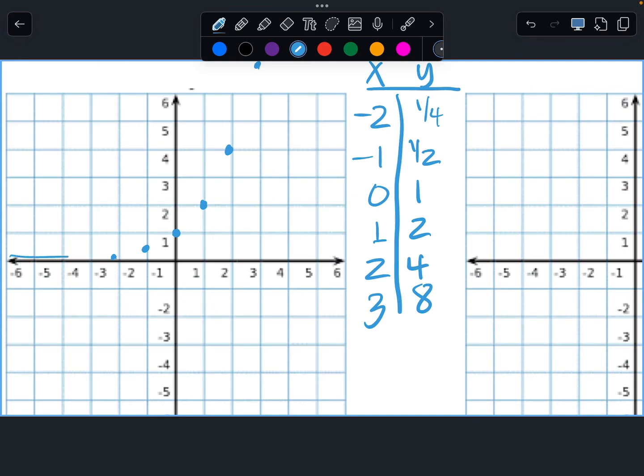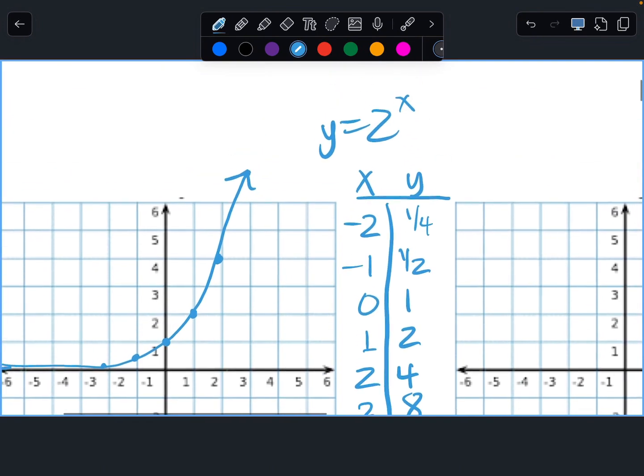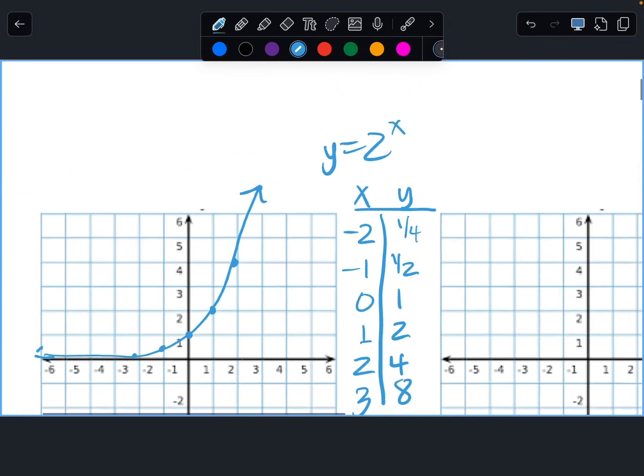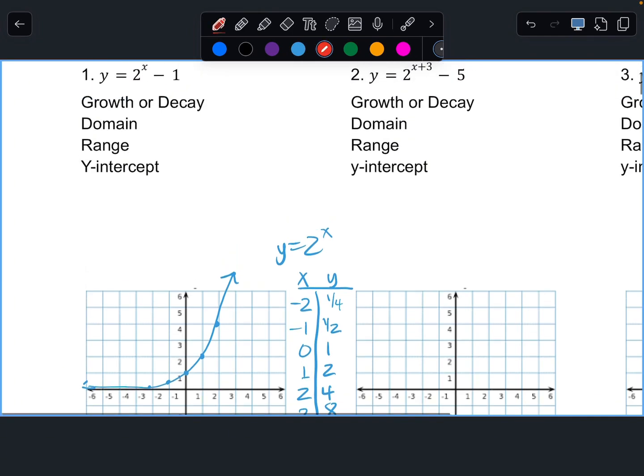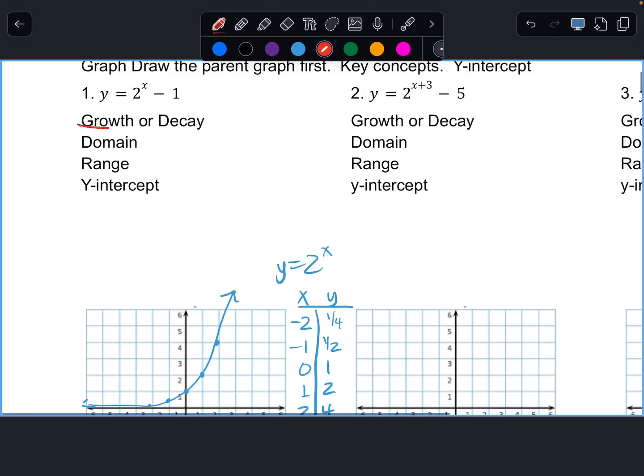So this is my parent graph right there. And it's getting closer and closer, and I can't really make it look like that there, but that's okay. Looking at this, this is a growth. The domain is all real numbers. Now I'm going to wait on the range for a minute.